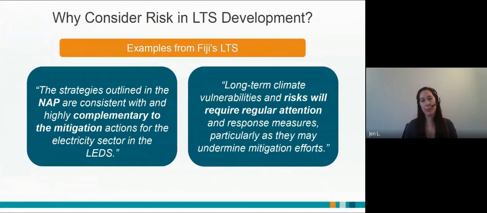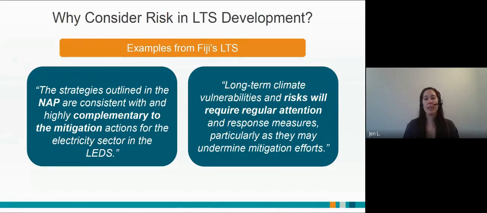So I just want to show a couple of examples. We talked about Fiji's LTS. This LTS is downloaded and available in your Google Drive if you'd like to dig into it and take a read. But there's a couple places in Fiji's LTS. Fiji is obviously a very highly vulnerable country to many climate-related threats. In Fiji's LTS, they actually draw a link between their NAP and their low emission development strategy. So they say here on the left, the strategies outlined in the NAP are consistent with and complementary to the mitigation actions for the electricity sector in their LEDs.